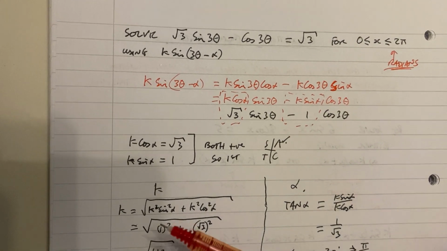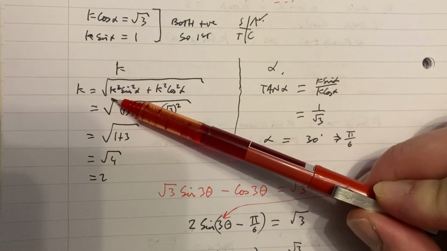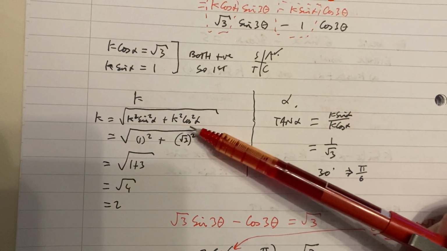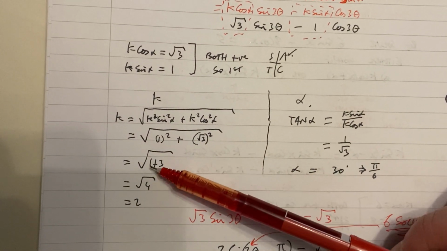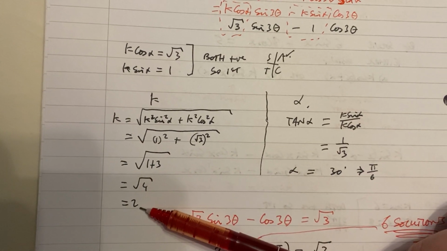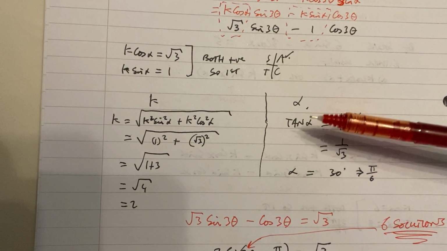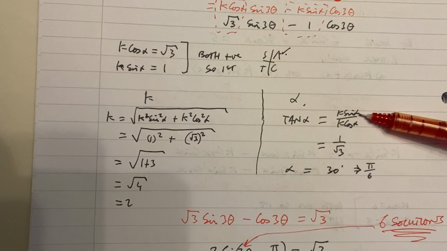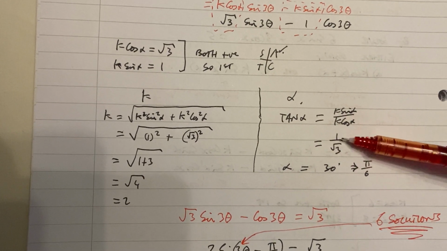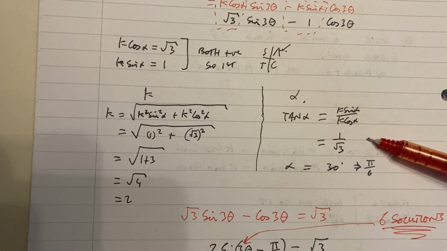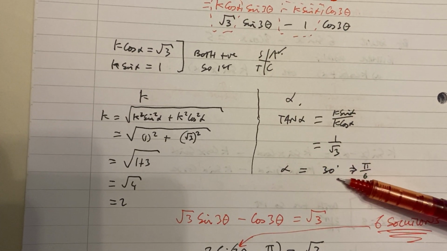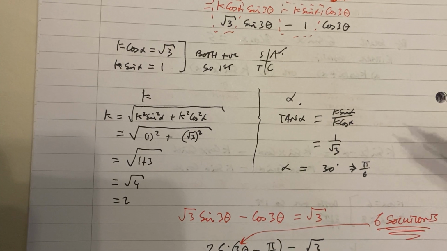So further down, k equals the square root of k squared sine squared alpha plus k squared cos squared alpha. So the square root of 1 squared plus root 3 squared, so 1 add 3, which is 4. Square root of 4 is 2. So tan alpha is k sine alpha over k cos alpha, which is 1 over root 3. Because it's the first quadrant, we don't have to worry about getting the acute angle here. So alpha is 30 degrees, which is pi by 6.